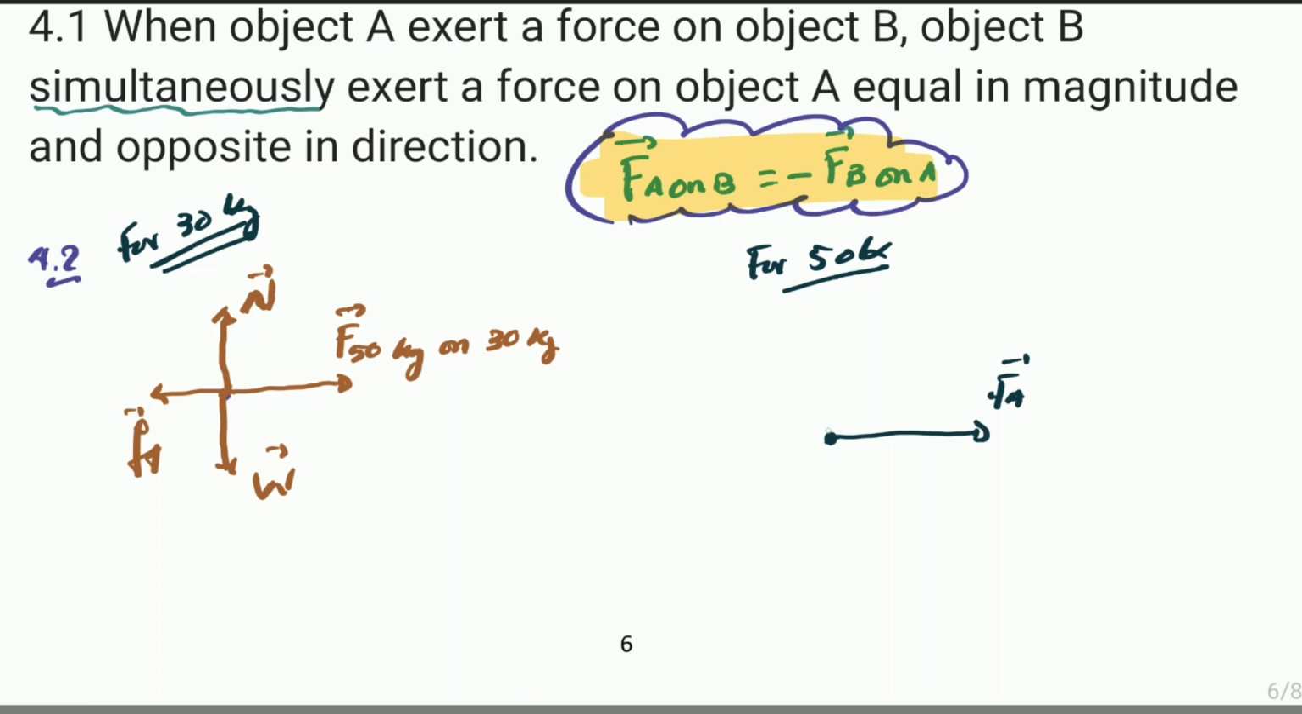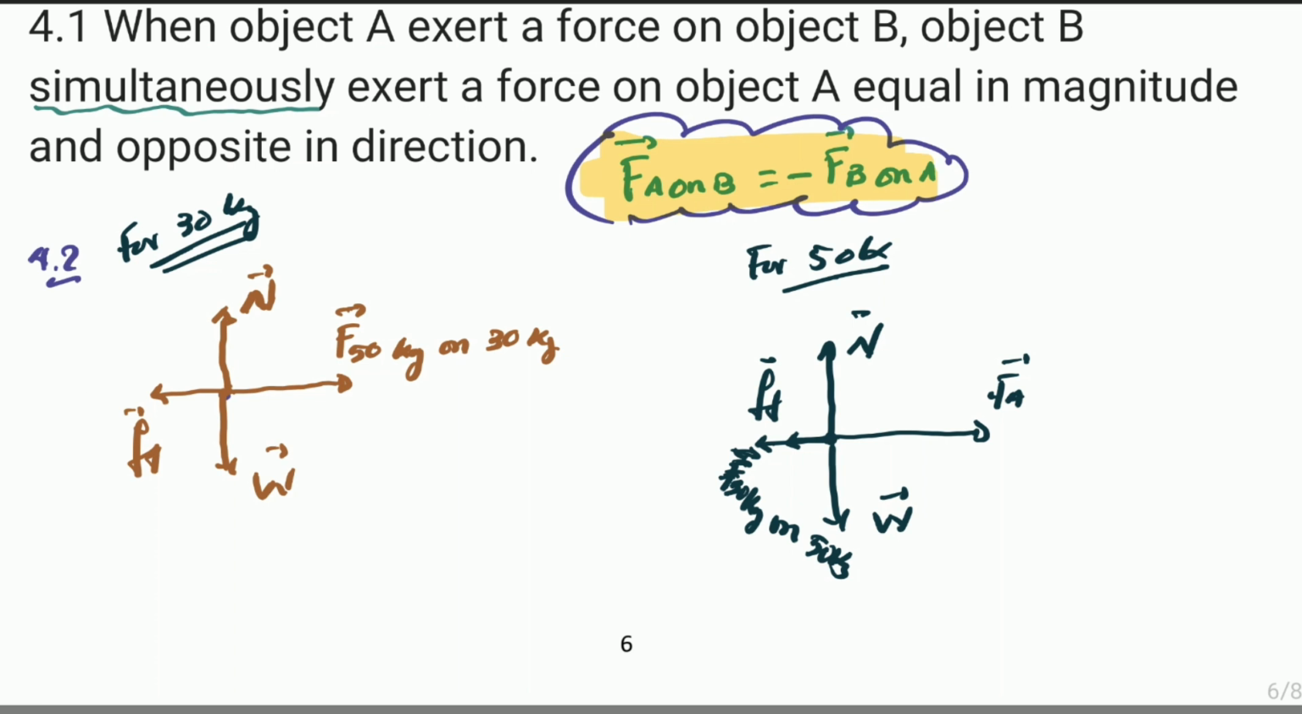Yes, it is. Now there is the normal, let's write the normal first. We have the weight here down. And now on the left, we have two forces. We have, first of all, the friction. And we have also the force from the 30 kg on 50 kg, which are the same. That is Newton's third law. And that is the free body diagram for the other object.